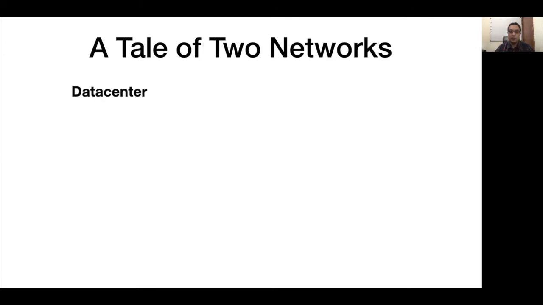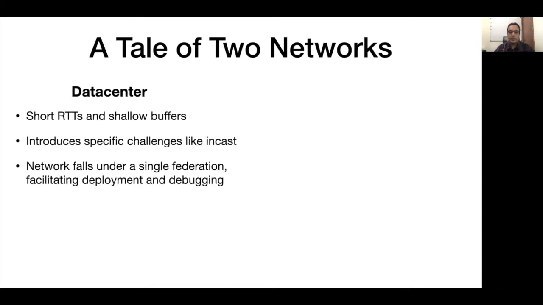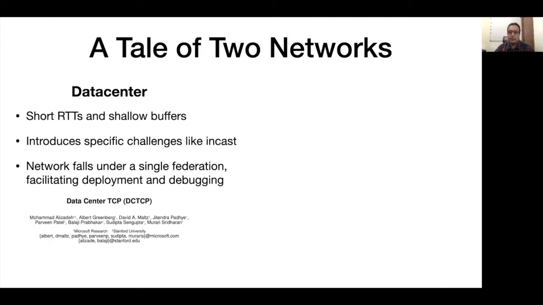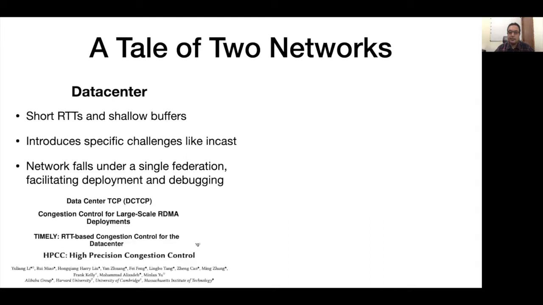On one side, data center networks have short RTTs and shallow buffers. They introduce their unique set of challenges like incast, and they also offer some homogeneity and provide the operator with full control over all network elements. This provides flexibility in deploying and experimenting with new algorithms. Significant progress has been made starting from DC-TCP to DC-QCN and Timely, and more recently HPCC and Swift.